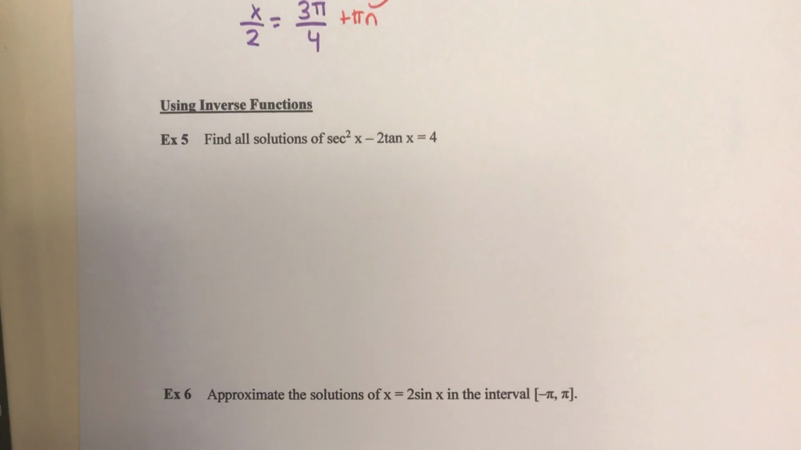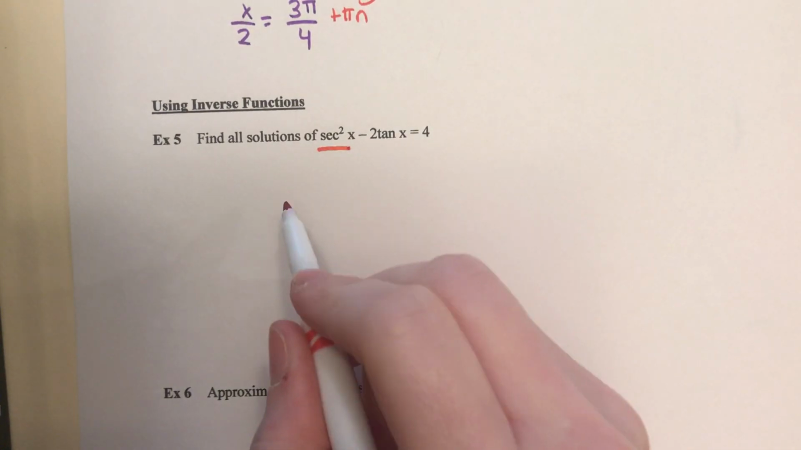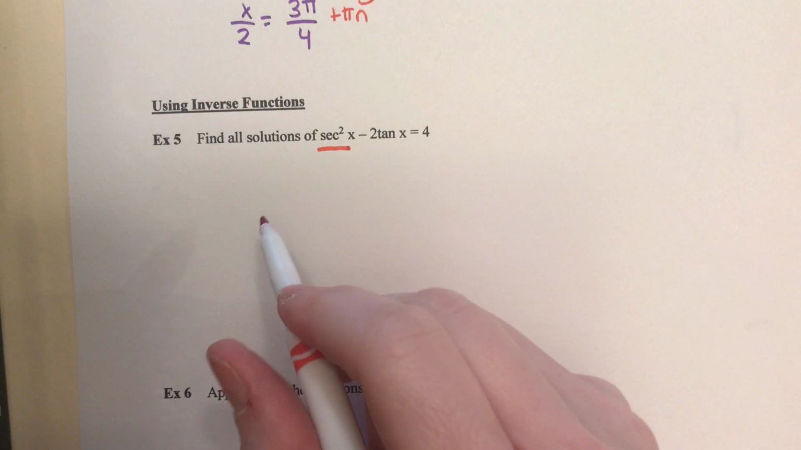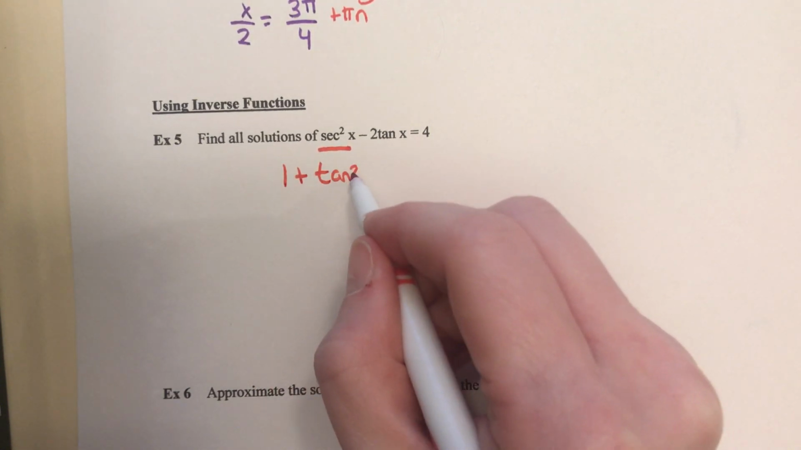Okay, let's go to number 5. We're going to find all the solutions of secant squared minus 2 tangent equals 4. So I see right away I have a secant squared, and I know from my Pythagorean identities, secant squared is 1 plus tangent squared.